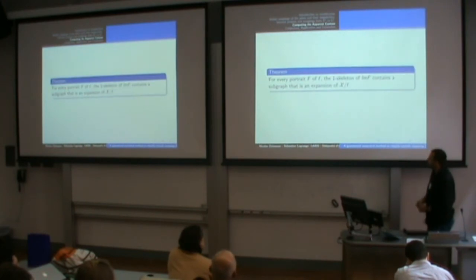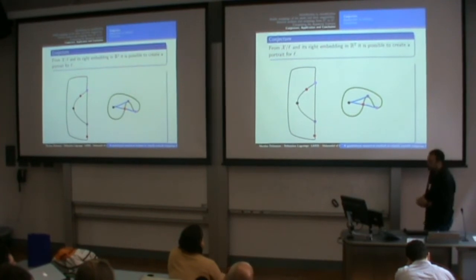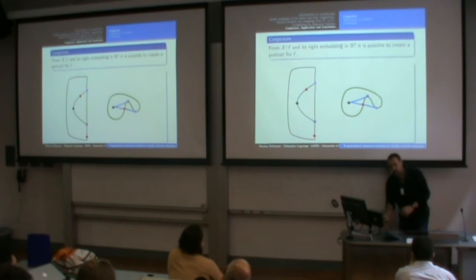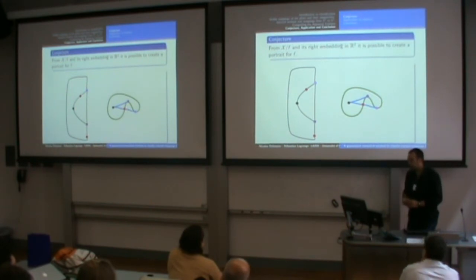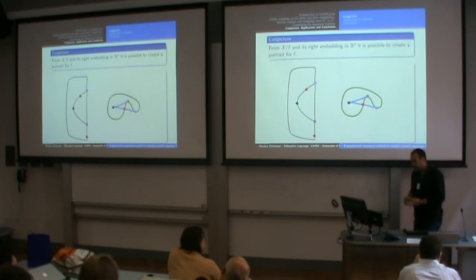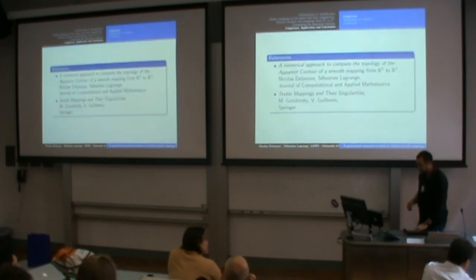So, okay, this is technical. Our conjecture is the following. From this graph and the way it is embedded in R2, it is possible to compute a portrait of F. So this is a combinatorial object which saves all information of a given smooth map. So this is the approach.